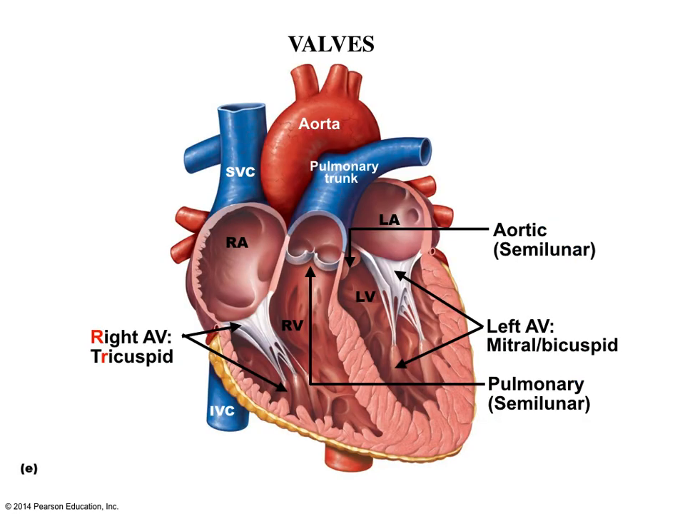The 4 valves of the heart, again, are pictured here. On the right is the tricuspid, on the left, the bicuspid or mitral. At the bases of the aorta and the pulmonary trunk are the aortic and pulmonary semilunar valves, respectively.